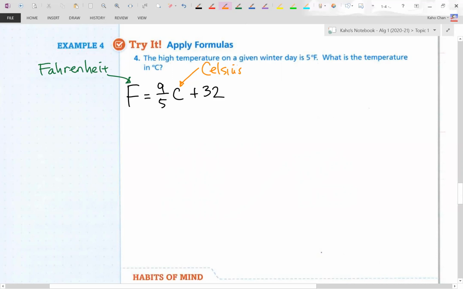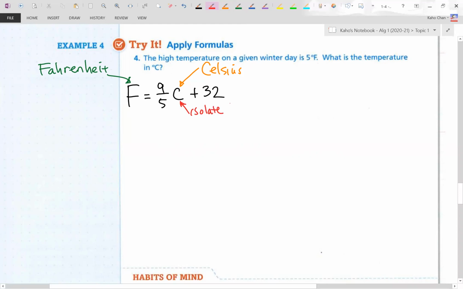And question, the high temperature on a given winter day is 5 degrees Fahrenheit. What is the temperature in Celsius? Now, the formula I gave you is in terms of Fahrenheit, not in terms of Celsius. So here, I know I could have given you the formula, but we want to practice rearranging the literal equation and isolating C. That is our goal before we solve the actual problem.